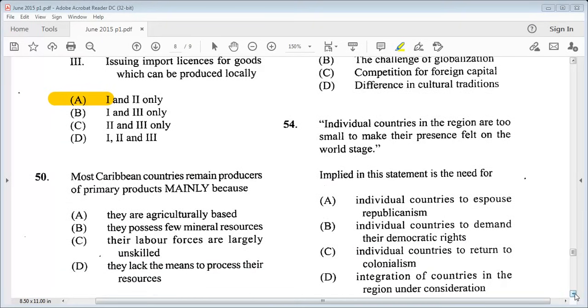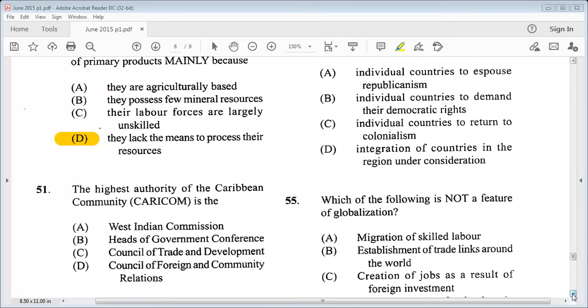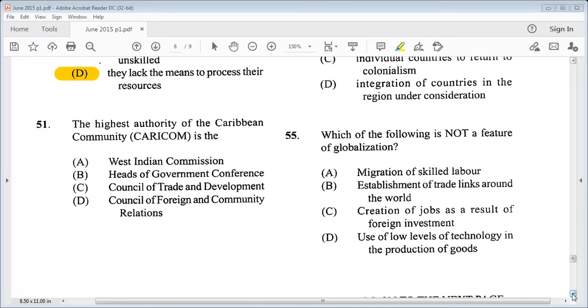50 says, most Caribbean countries remain producers of primary products, mainly because they lack the means to process their resources. So we may have the raw material, but we cannot put it into a finished product because we don't have certain technological machines and so on. 51 says, the highest authority of the Caribbean Community, CARICOM, is the B, Heads of Government Conference. Let's go on to 52.